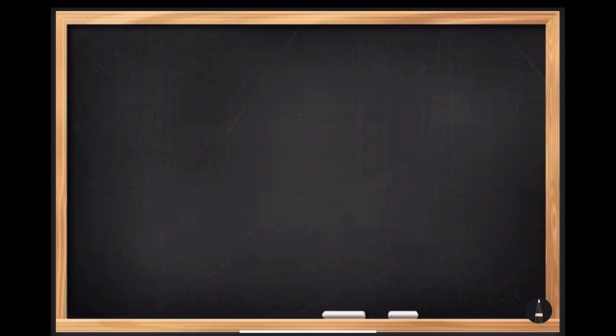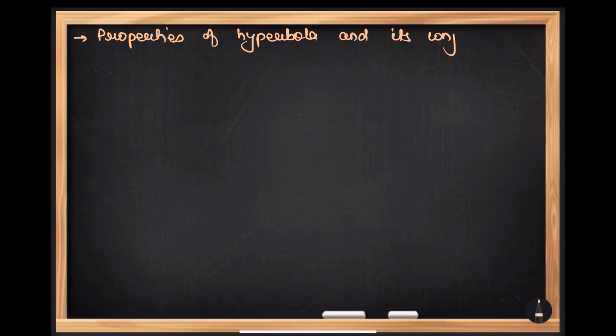Okay, so in this part we will study some properties of hyperbola. Okay, so if I am talking about hyperbola, I am talking about horizontal hyperbola and its conjugate. Its conjugate means just change 1 with minus 1 and you will get its conjugate hyperbola.